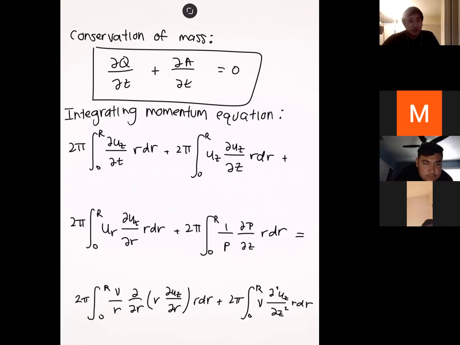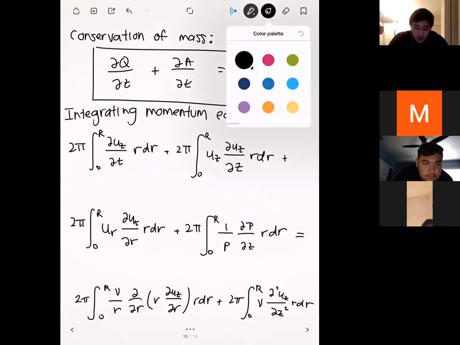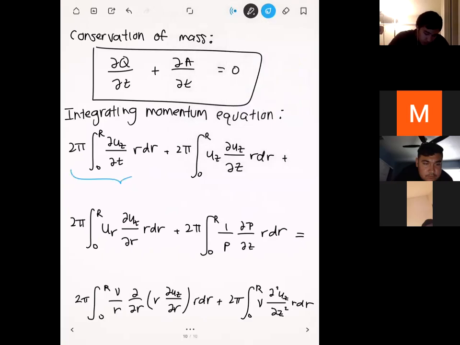Right. And so it's a doozy. It's a lot of terms here. But just like we did with conservation of mass, we're going to tackle this one step at a time. Right? And so we're going to tackle one integral at a time. So let me go ahead and label all these integrals.